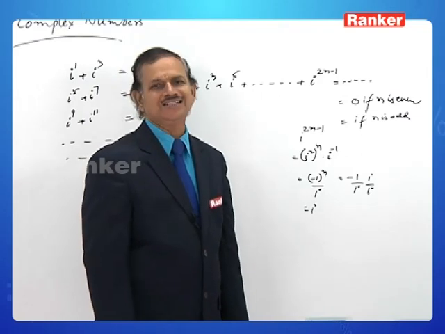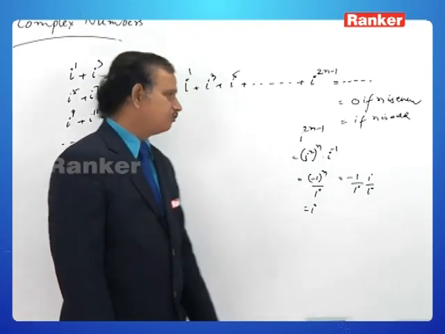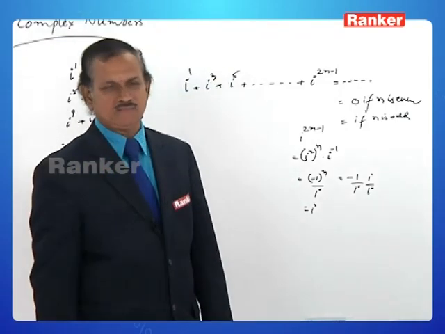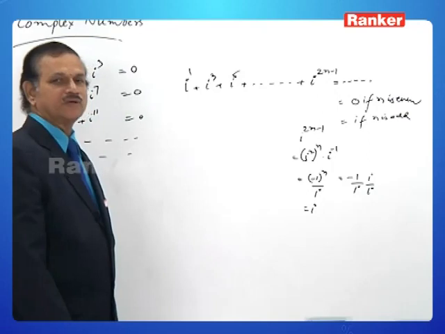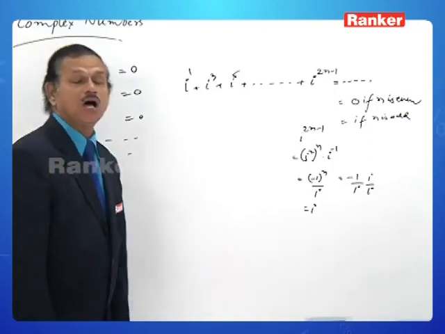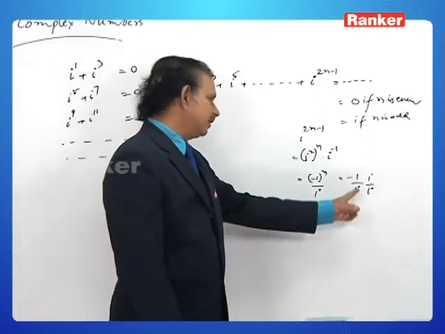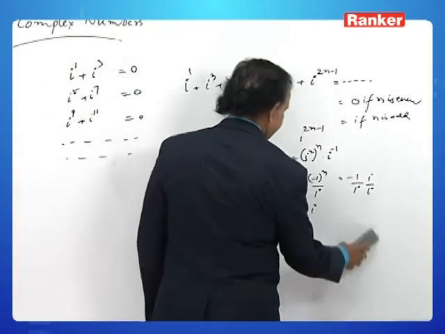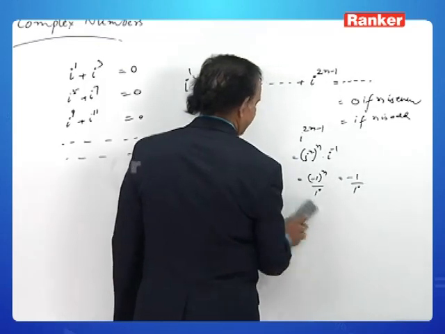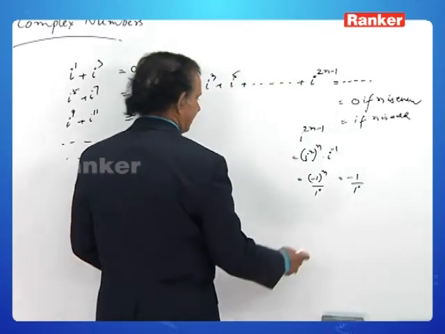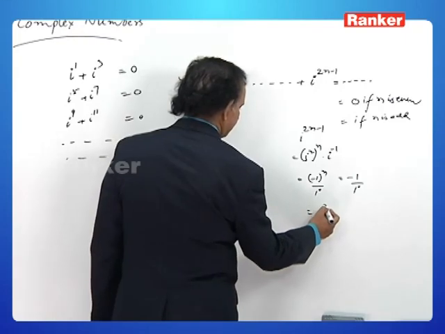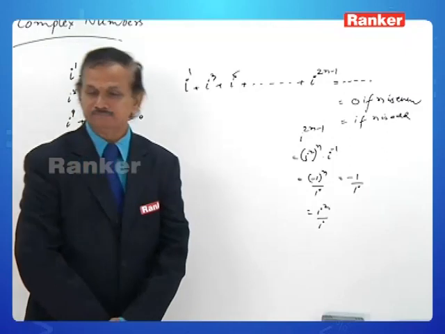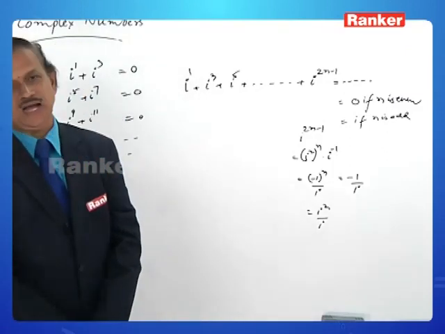N is odd. In that case, therefore, as n is odd, minus 1 whole power n is minus 1. Minus 1 by i. Multiply it with i, both numerator and denominator. You will have it as i. What is i into i? i square, minus 1, so it is i. Not only that, you can simplify this like this also. Minus 1 by i. In the place of minus 1, you can write i square. i square by i is again i. Therefore, the answer is i.